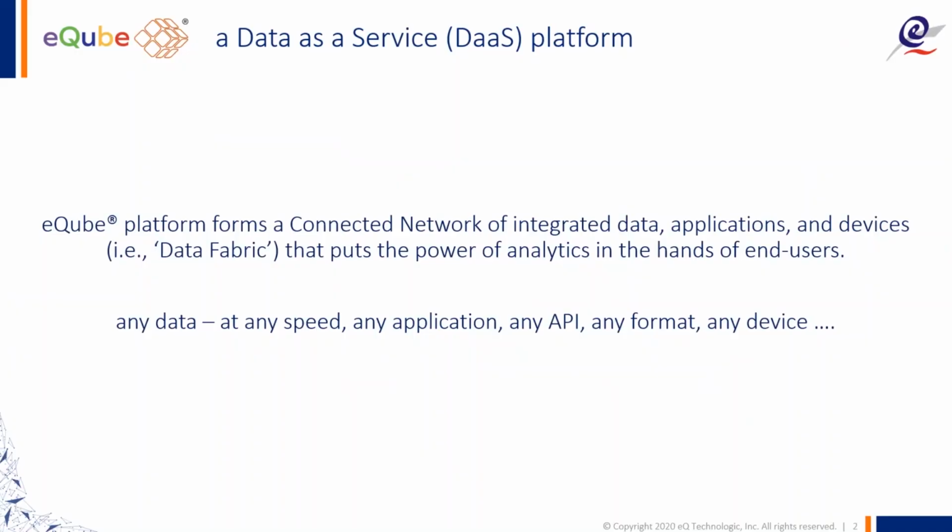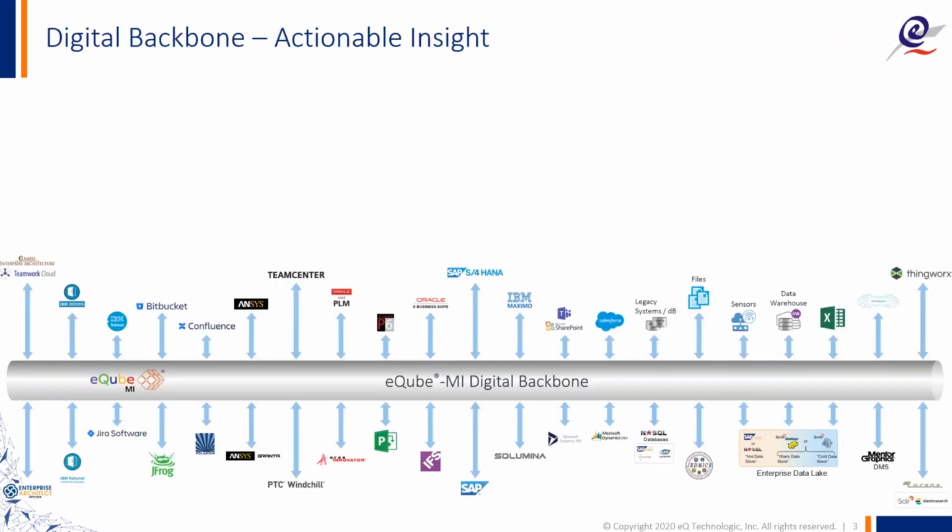Today's topic is accelerating your process optimization using our eQube platform extending Mendix Datahub. This eQube platform is a data as a service platform. It forms a connected network of data applications and devices, essentially creating an enterprise-wide data fabric, and puts the power of analytics in the hands of end users. We are able to connect to any data, any format, any application, using any API coming at any speed.